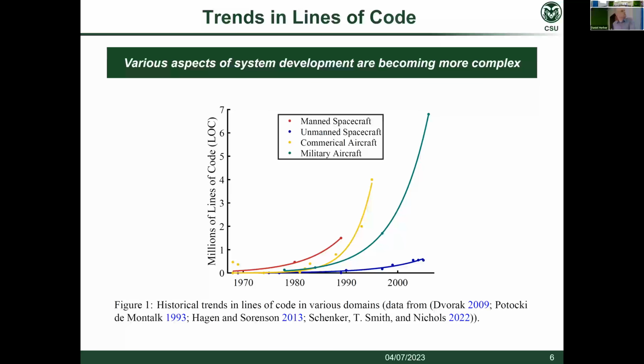Modern systems do. And here's an example of some different areas, manned spacecraft, unmanned spacecraft, commercial aircraft, military aircraft, where we see exponential trends in the increase in the number of lines of code that are going to be put on or developed for these different systems. And the ability to manage systems with this level of complexity becomes more and more challenging if you use more traditional engineering and systems engineering approaches.